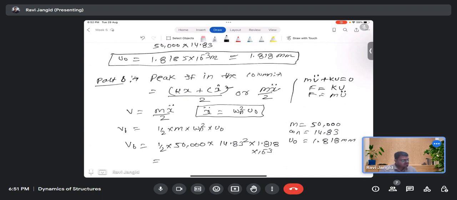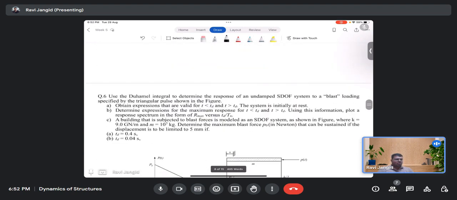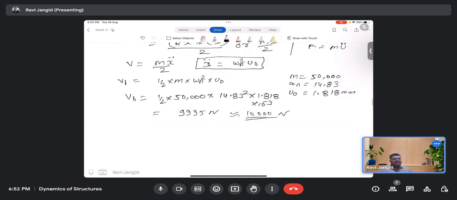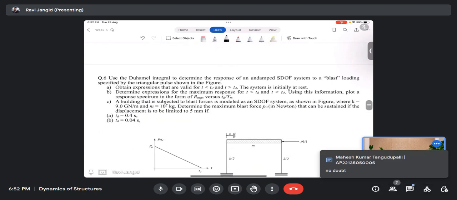So I am getting 995 Newton, or some of you might be getting 10,000. Is it okay? Yes, okay. So does anyone have any doubt in this question, or the previous questions? Because the next question is very long, it might take around 20 or 25 minutes, because that is the derivation for the triangle pulse.